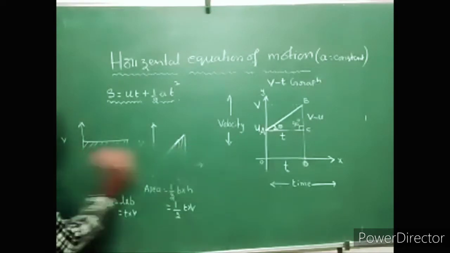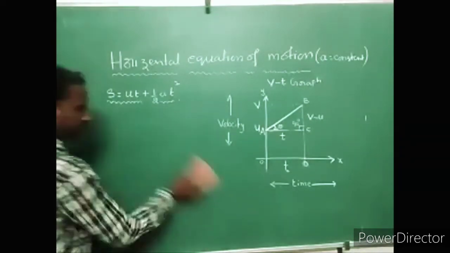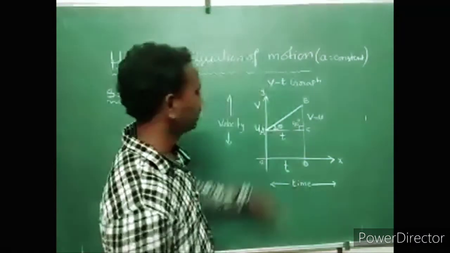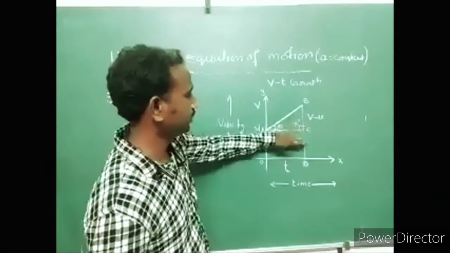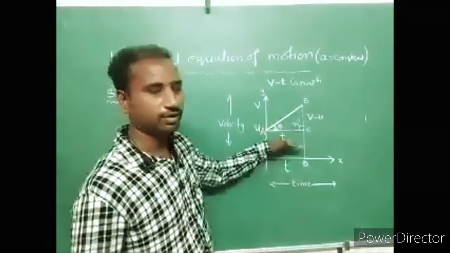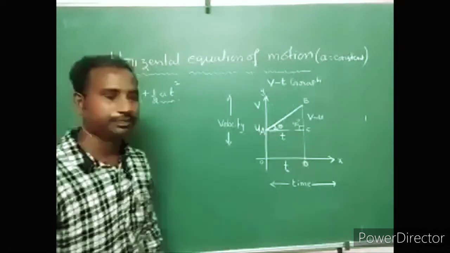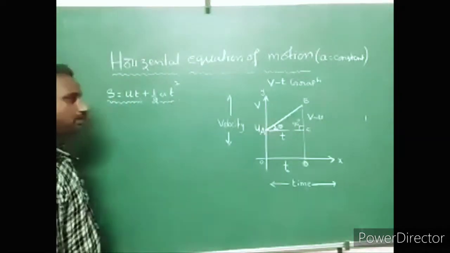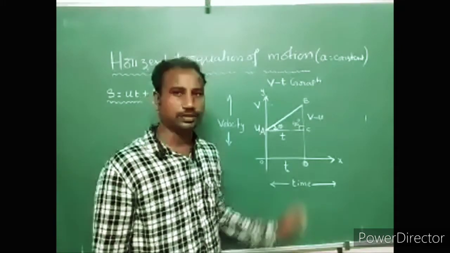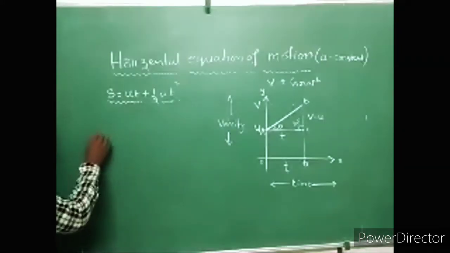Okay, now just observe our graphical representation, the velocity time graph, area under the graph. Here, how many areas are there? Two areas. One is the right angle triangle area, and another is the area of a rectangle. Total area is nothing but the total displacement covered by the body.